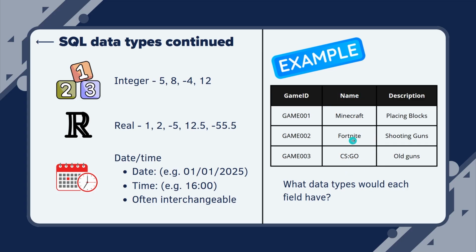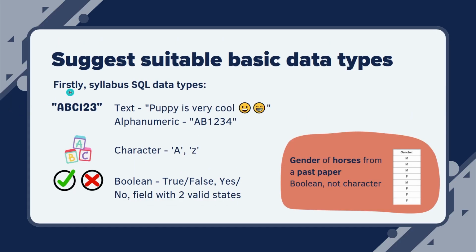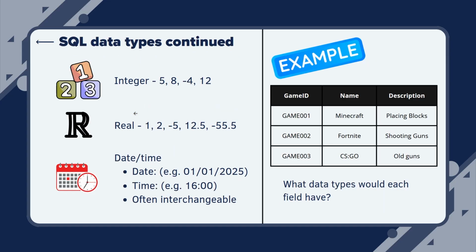Name, what do we think? Name. Text, string, text. So the answer is text. There is no string in SQL. Keep that in mind. There's only text and alphanumeric. And I won't waste your time. Description is also text because there are spaces, definitely.